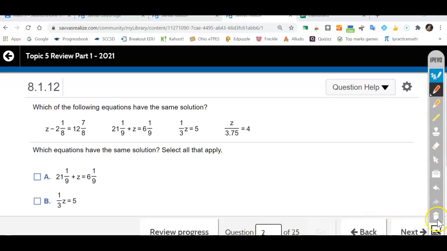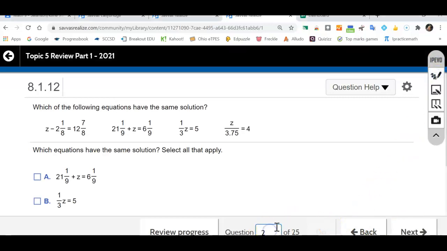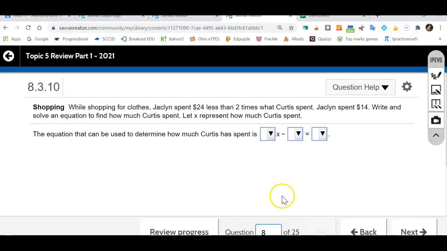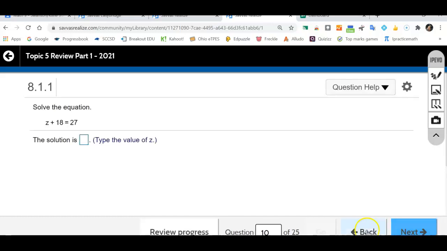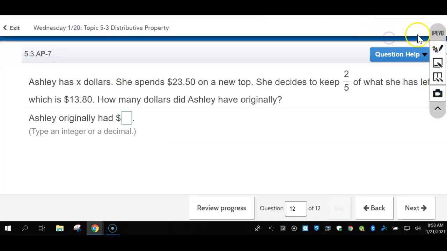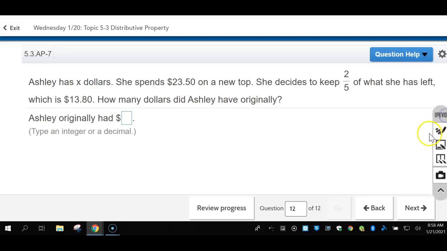Okay. And then something we forgot to talk about yesterday was writing equations using the distributive property. So this is what I left off yesterday. I forgot to go over yesterday. We have to write an equation that has the distributive property in it.